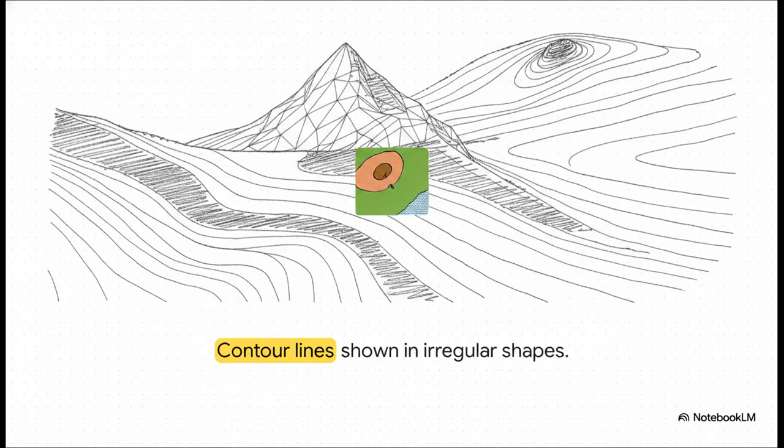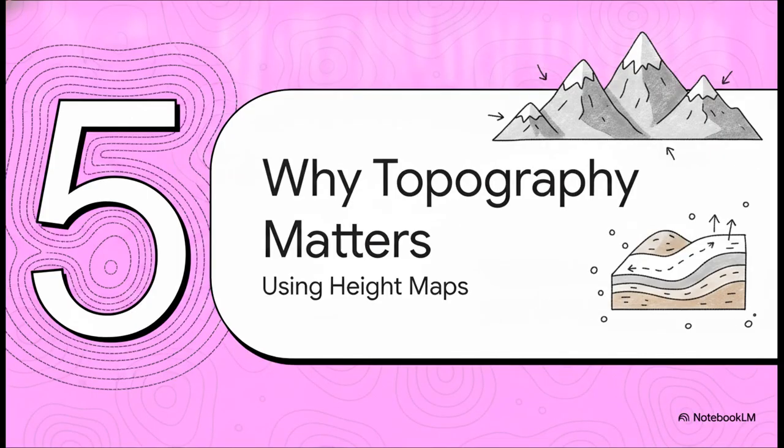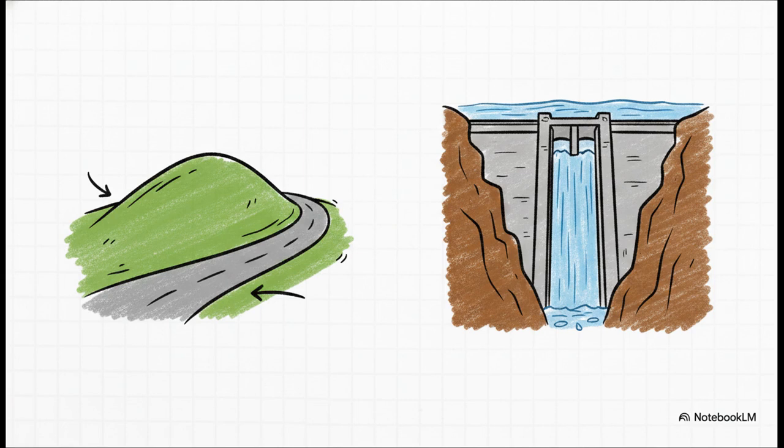How cool is that? Which brings us to our final part, Section 5. Why topography matters and how we actually use these height maps out in the world. So, we've decoded the map maker's secrets. But why does this all matter? Why do we care so intensely about exact heights and slopes? Well, it's absolutely crucial because human infrastructure completely depends on it.